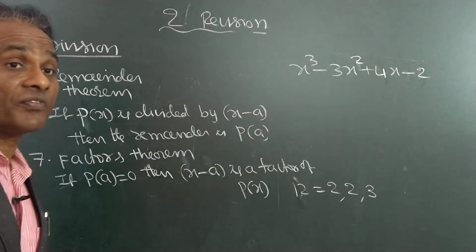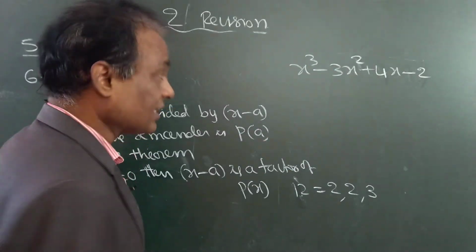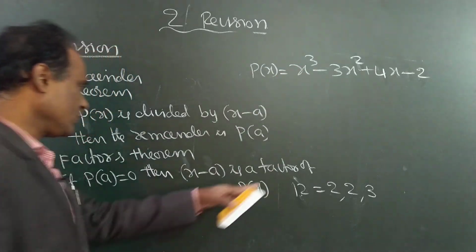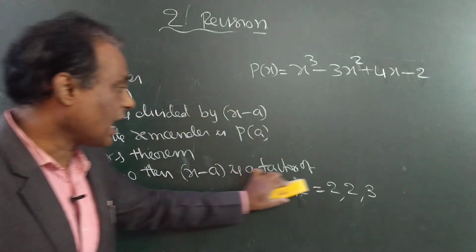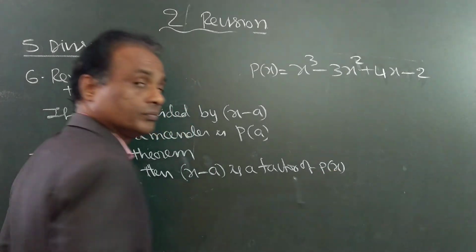So how to find the factors, that is very very important. How to find the 3 factors? For that we studied one important process, that is the factors theorem. Using this factors theorem, I explained how to find the factors.